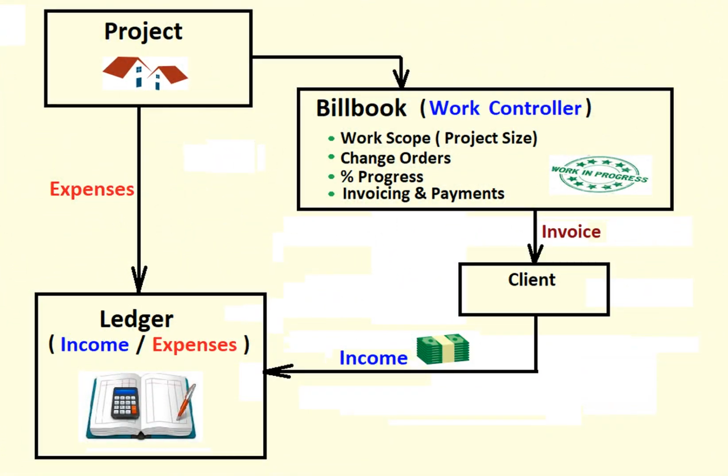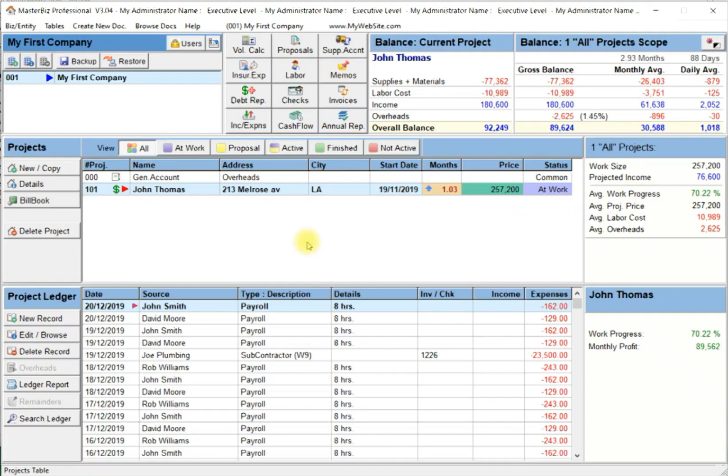Let's take a look at the project hierarchy. Every project has a bill book and a ledger. The ledger reflects the itemized income and expenses of the project. The bill book controls and records the scope of work, progress on the work, payments from the client, invoicing for future payments, and change orders. The bill book can be opened from the Project Bill Book button or the Project Details window.